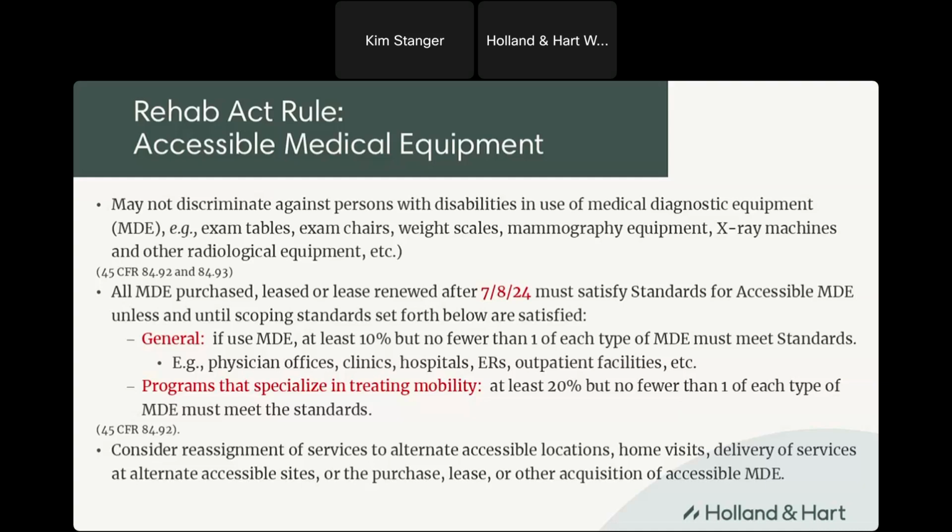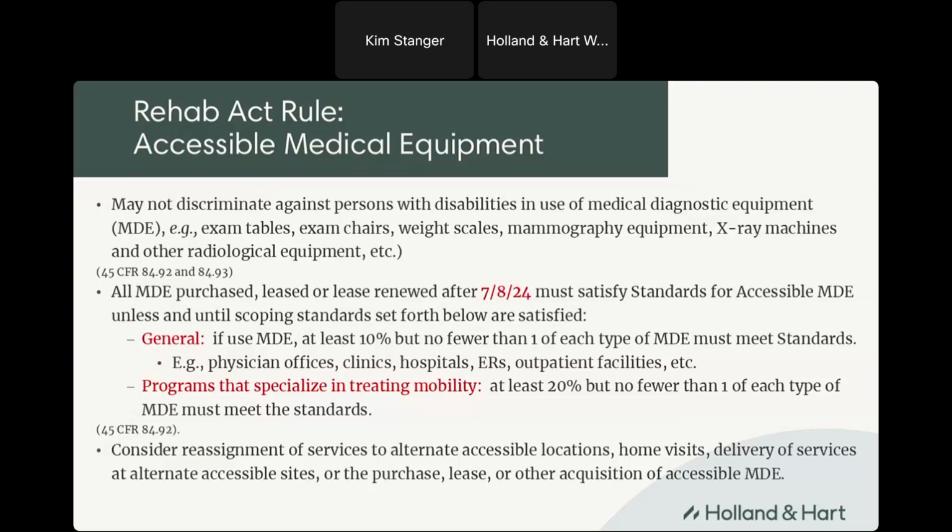Okay? If you use the MDE, at least 10%, but no fewer than one of each type of the MDE must meet the standards. If you are a program that specializes in treating mobility, at least 20%, but no fewer than one of each type of the MDE must meet the standards.